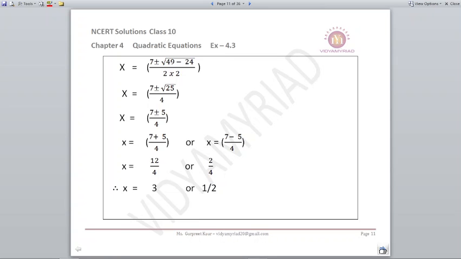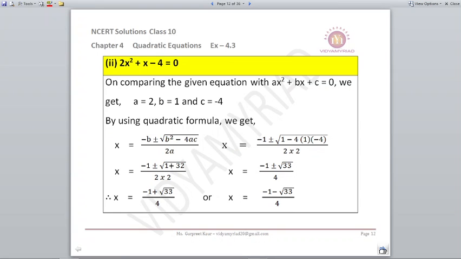So x is equal to 7 plus minus square root of 49 minus 24 upon 4. So 49 minus 24 is 25 and square root of 25 is 5. So x is equal to 7 plus minus 5 upon 4. So now find the values of x individually. 7 plus 5 upon 4, or 7 minus 5 upon 4. So x comes out to be 3 or 1 by 2.